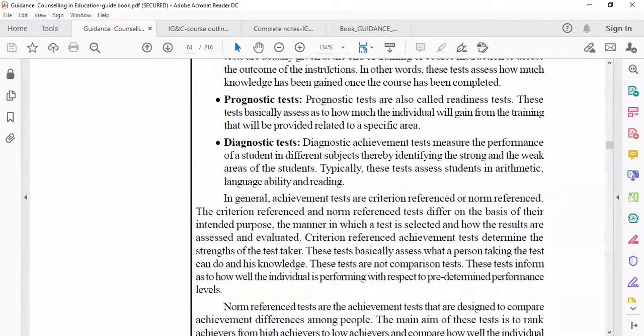This test is basically a readiness test, and its other name is prognostic test, just to assess the readiness of a student. Suppose a student is enrolled in class 10th. I want to check if he can learn mathematics. I will assess his previous fundamental knowledge about mathematics. I'm assessing basically his readiness for the subject.